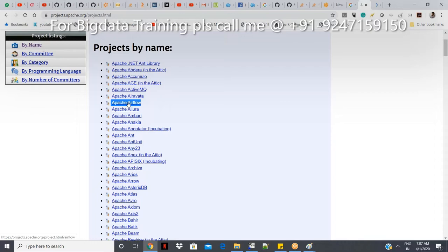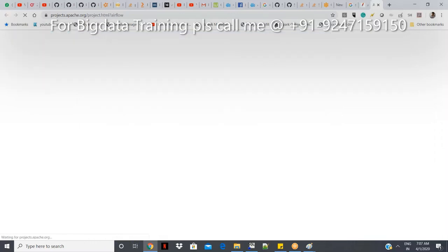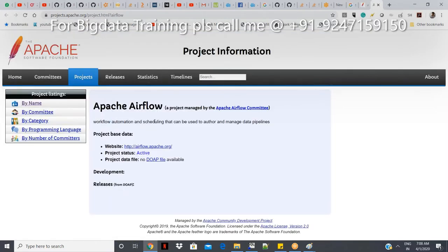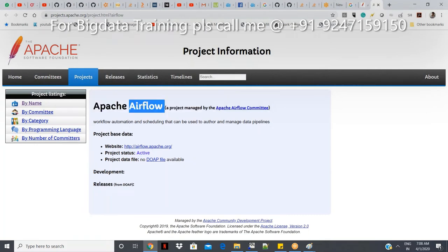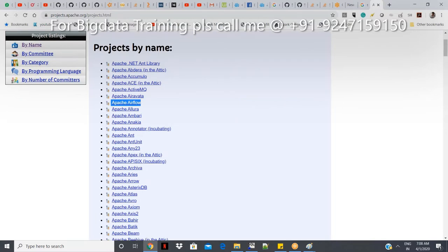No need to pay for scheduling. Scheduling many data pipelines is the main intention of Airflow. Hopefully next weekend, anytime, I will take this Airflow for my old students. Okay, this is Airflow. It is also free, no need to pay 1 rupee.